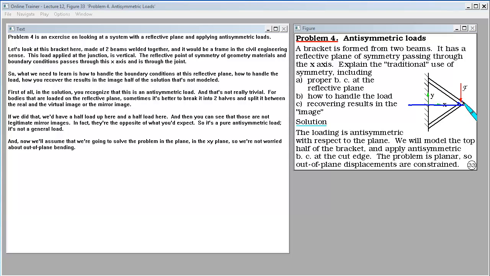For bodies that are loaded on the reflective plane, sometimes it's better to break it into 2 halves and split it between the real and the virtual image or the mirror image. If we did that, we'd have a half load up here and a half load here, and then you can see that those are not legitimate mirror images. In fact, they're the opposite of what you'd expect. So it's a pure antisymmetric load. It's not a general load. And we'll assume that we're going to solve the problem in the XY plane, so we're not worried about out-of-plane bending.